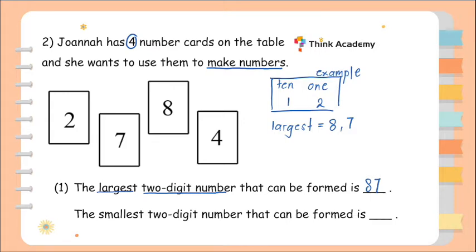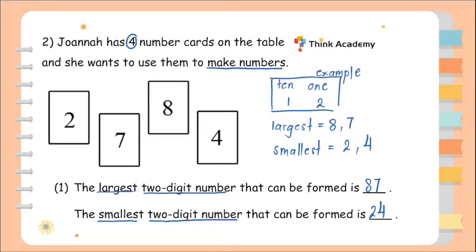For the second one, we're going to make the smallest 2-digit number. What is the smallest number? It's 2. And what is the second smallest? We have 4. From 2 and 4, to make the smallest 2-digit number, do we start with the smaller number in the tens place or the larger? We start with the smaller one, right? That gives us 24, and 24 is smaller than 42, our other option. So we have the largest and smallest 2-digit numbers.